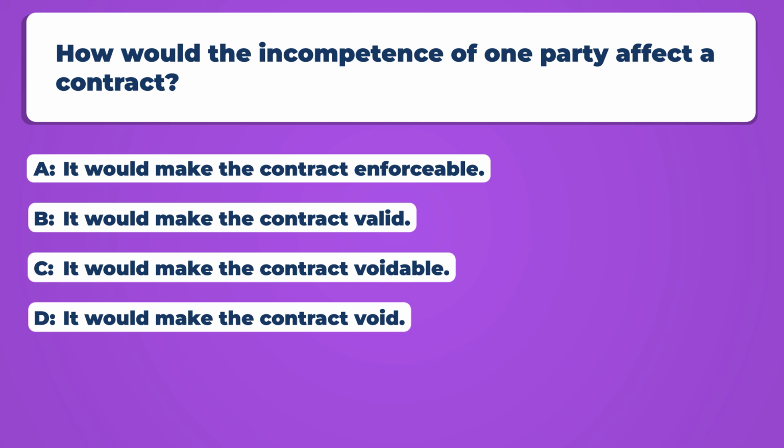Got it? The answer is D. It would make the contract void. If one of the essential elements is not present in a contract, that contract was never valid, so it is void. As I said before, these essential elements are competent parties, lawful object, offer and acceptance, and consideration. If one party is not legally competent, then the contract is void.